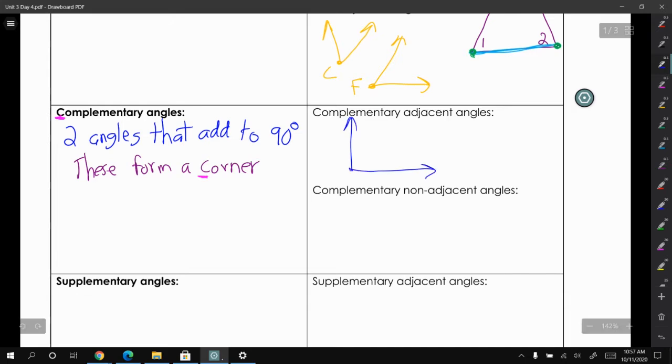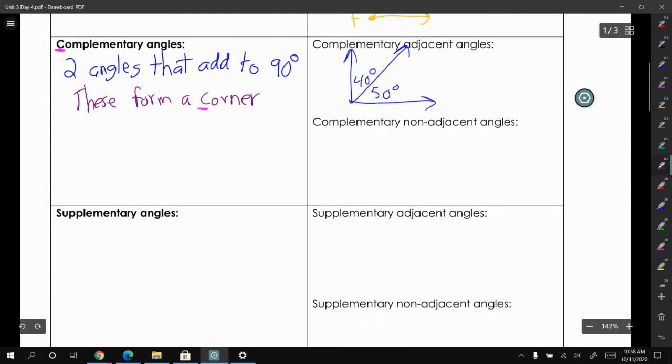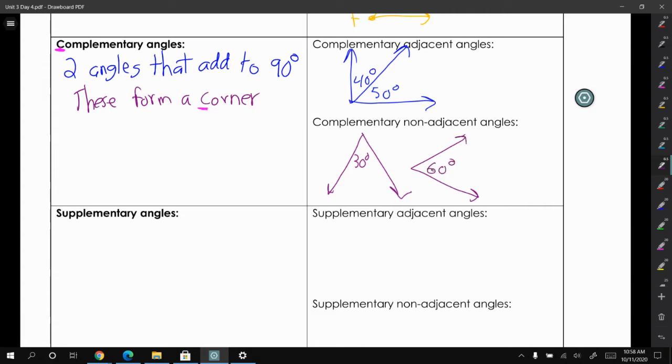So complementary adjacent angles could be something like this, where one angle is 50 and one angle is 40. So they add up to 90, and in this case they are adjacent. And we can have complementary angles that are non-adjacent. These two angles are complementary because they add to 90, but they are non-adjacent.